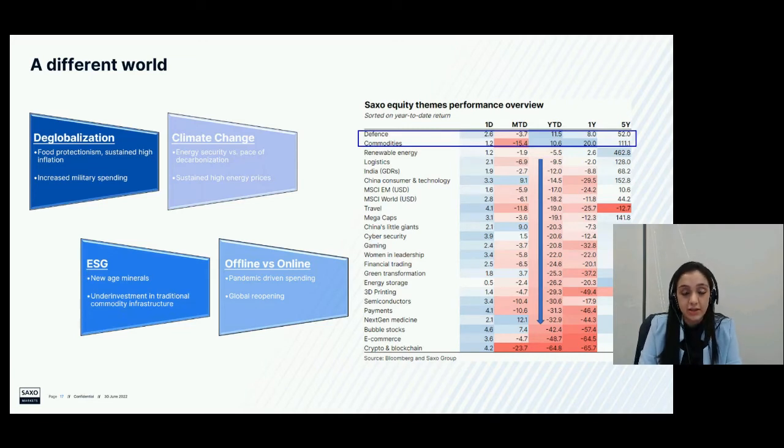Having said that, again, this policy has been reversed, but we do see the risk of these rising food protectionist measures as well in the months to come. And on the right side here in this slide, I show the equity theme baskets that I just mentioned earlier. So these are Saxo's equity theme baskets. And we see that commodities and defense have been the outperformers this year.